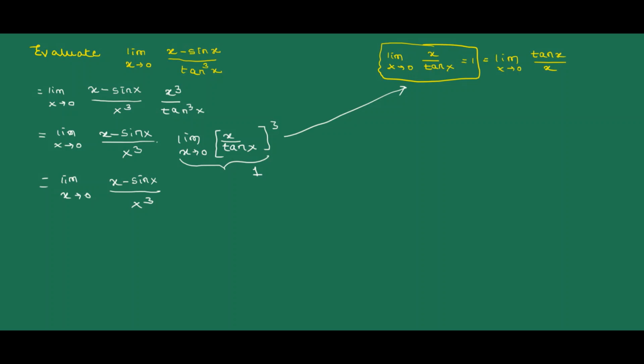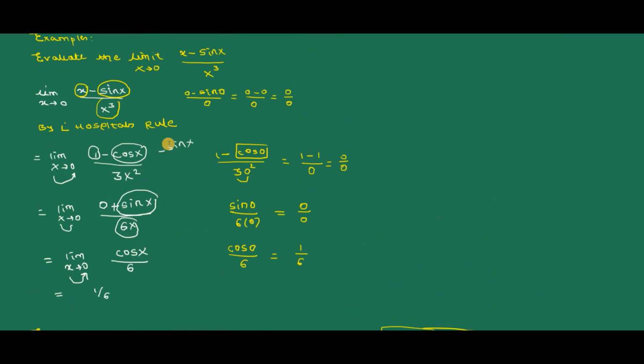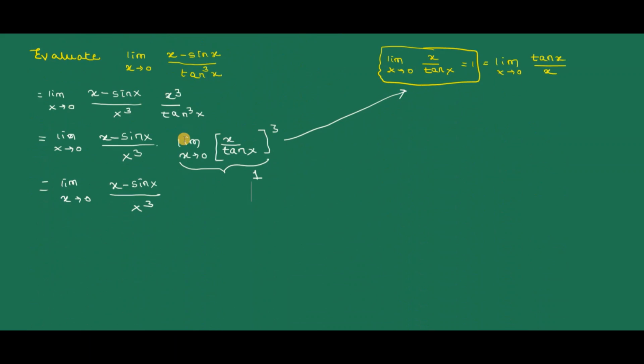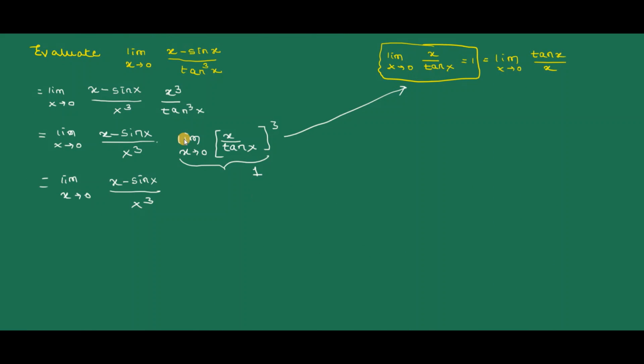Now this one we have already solved in the previous example, I will show you here. So this is the previous example: limit x tends to 0 of (x minus sine x) divided by x cube by L'Hospital's rule. If you want, I will solve it here also, by L'Hospital's rule.